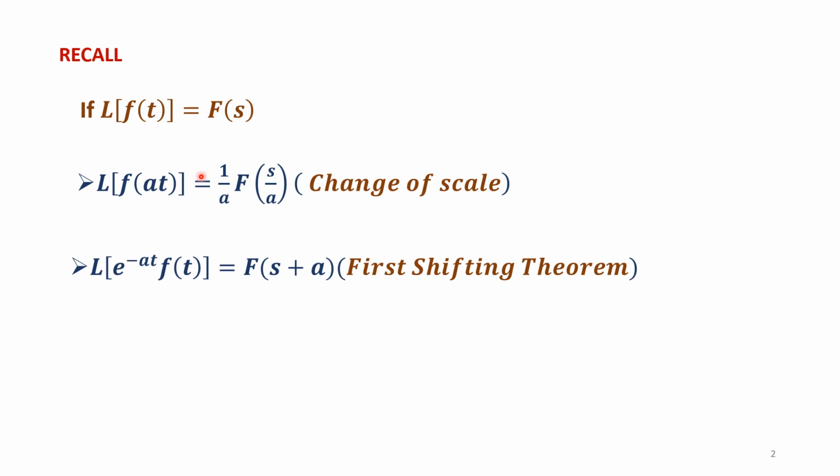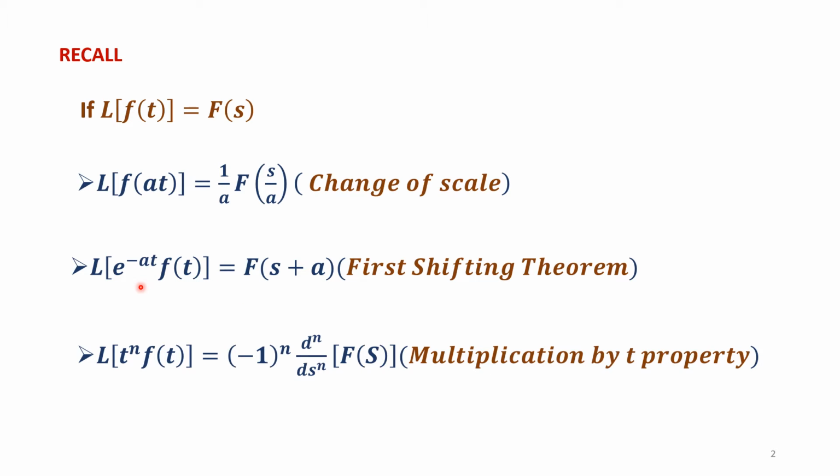And then if f of t is multiplied by e raised to minus at, then we apply the first shifting theorem, which states that L of e raised to minus at f of t is equal to f of s plus a, where f of s is L of f of t. Similarly, we have done the multiplication by t property. So multiplication by t means when the function f of t is multiplied by t raised to n, then we calculate L of f of t. Then we get f of s, and whatever is the f of s, that has to be differentiated n times.